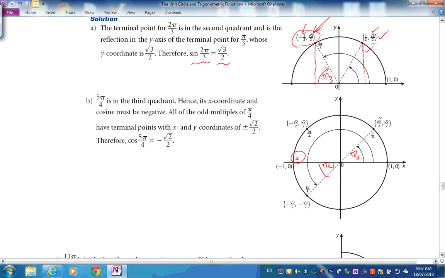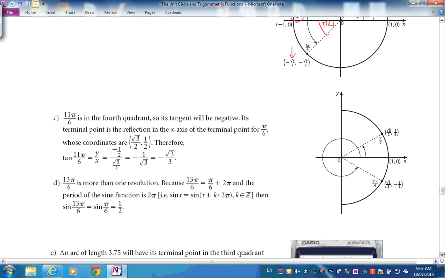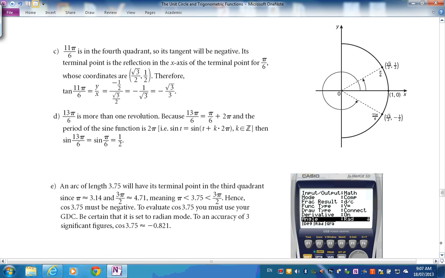And you know its values now, root 2 on 2 and root 2 on 2. So you want the cos over here of 5 pi on 4. So that is the x value of that 5 pi on 4, which is neg root 2 on 2. Okay, do you get the idea of these matching positions?